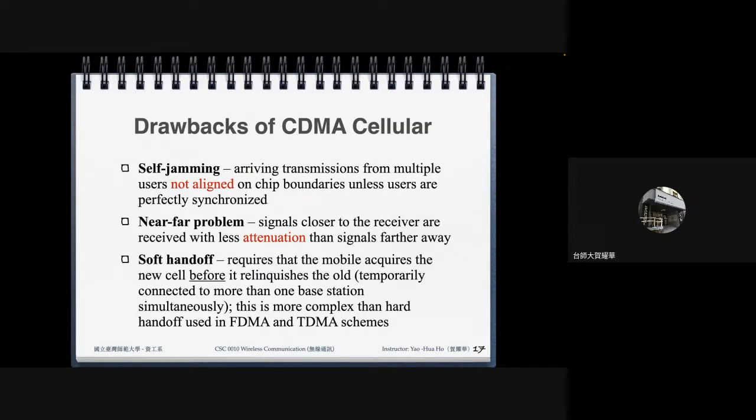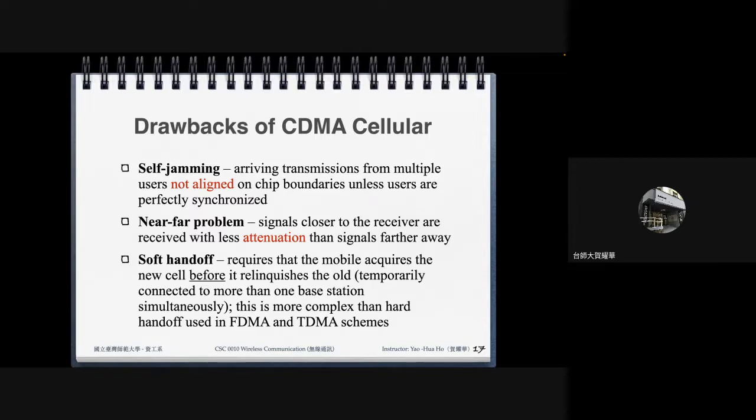Of course, CDMA also has drawbacks. The first drawback is self-jamming, where transmissions from multiple users, if they are not synchronized on the chip boundary, will jam each other. The second problem is the near-far problem, where a signal close to the receiver or base station has less attenuation compared to a signal that is farther away.